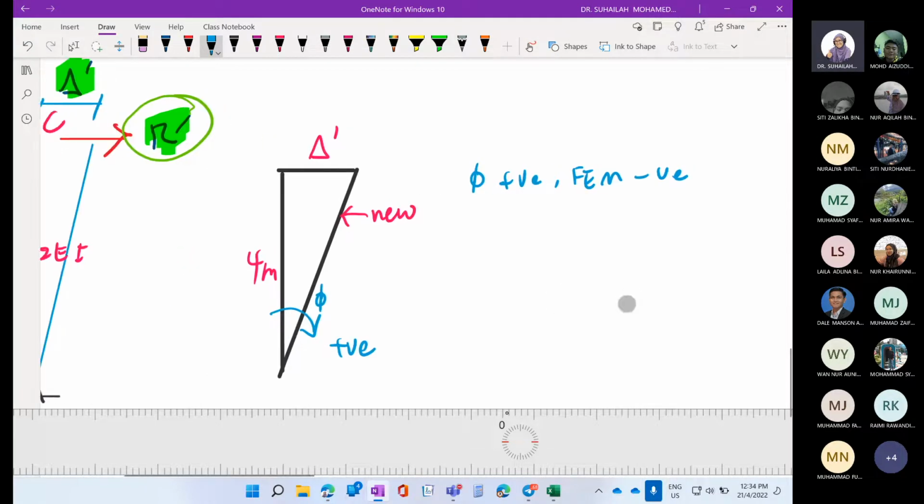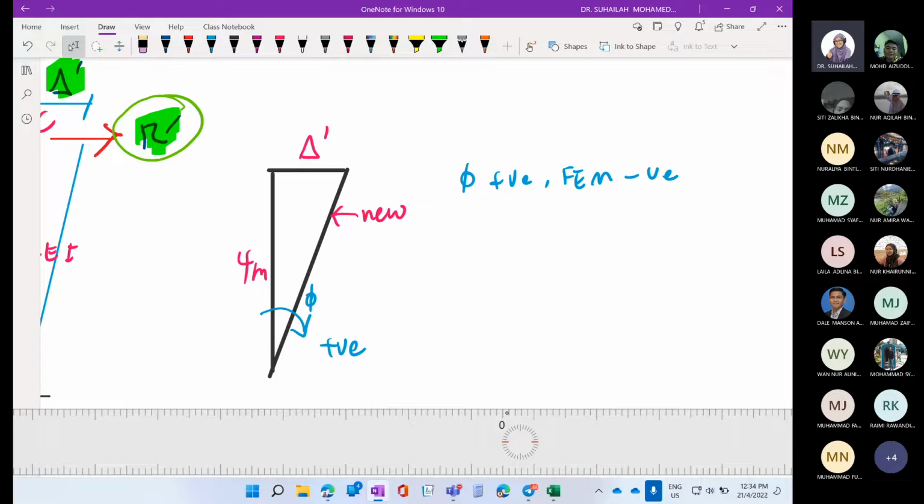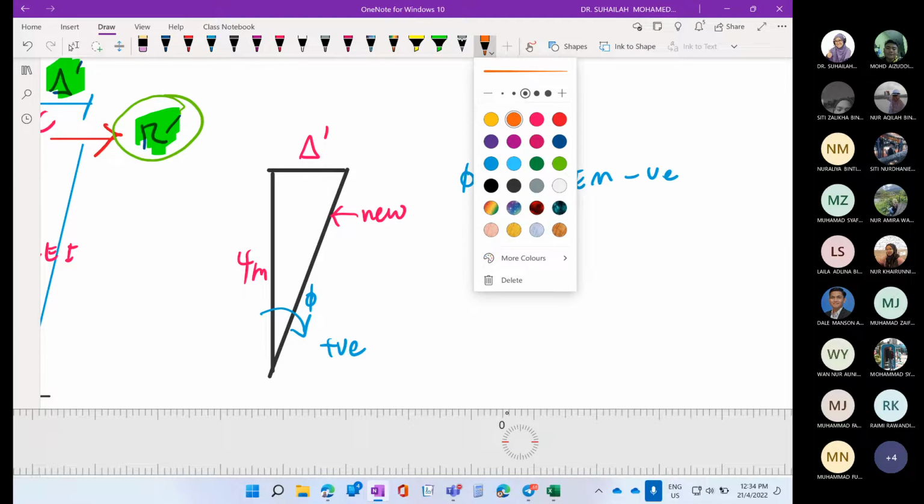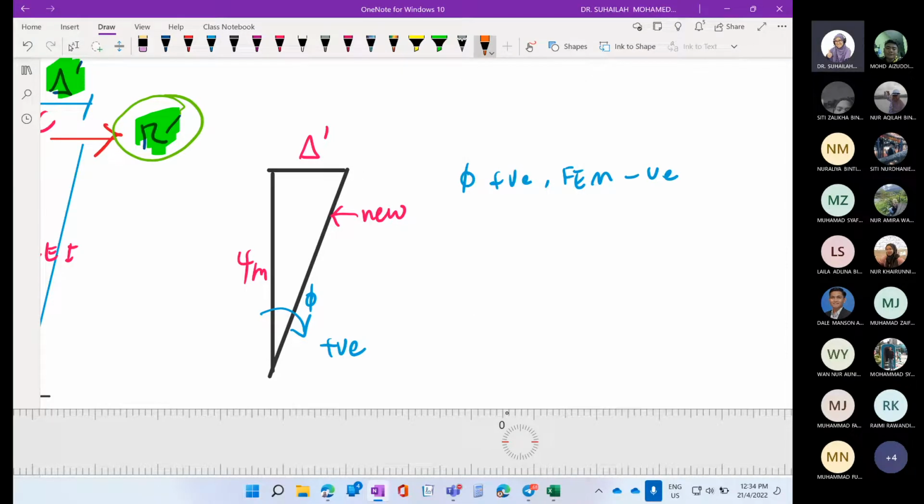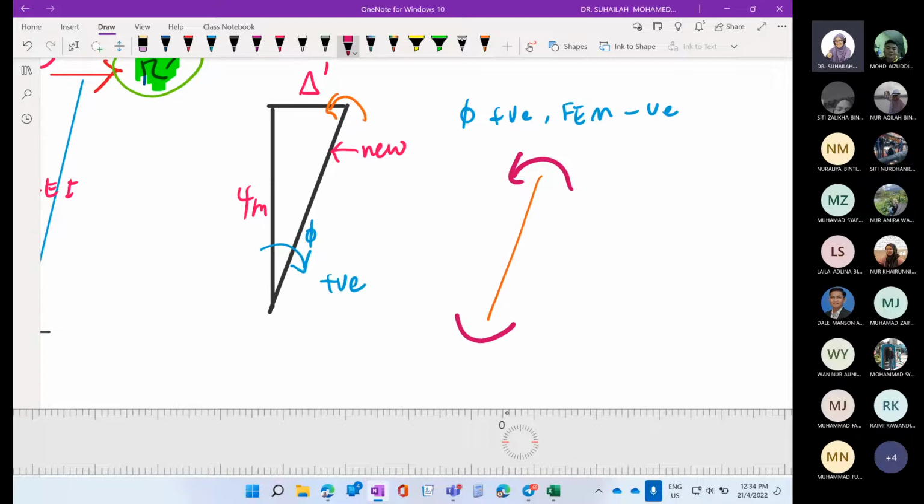Because the FEM concept is we apply FEM to push back the column to its original position, and original is vertical. When we want to make this straight back to vertical, we have to apply in this direction. So this will be followed. That is why FEM for AB. This is A, this is B, this is B prime.